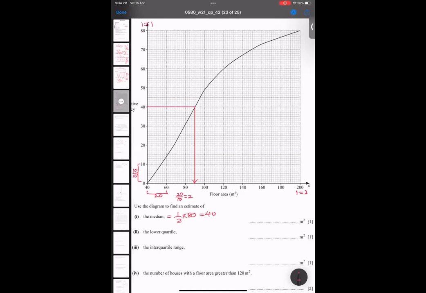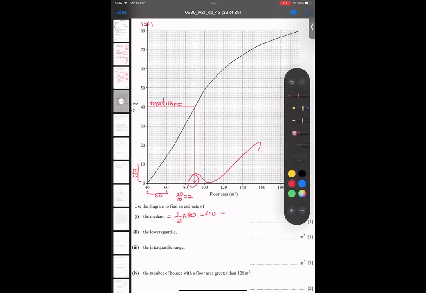Okay, now I got 40, and where it meets the curve, this is called the median. I'm going to find it. So the median is equal to the number in the middle, and it is very clear, it is an average. Average means in the middle of 80 and 100, so it becomes 90. So our answer for the median is not 40, it is 90 square meters.